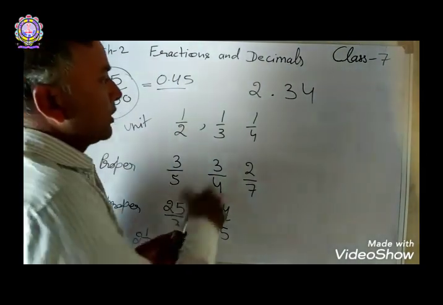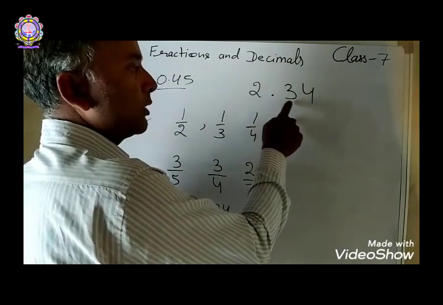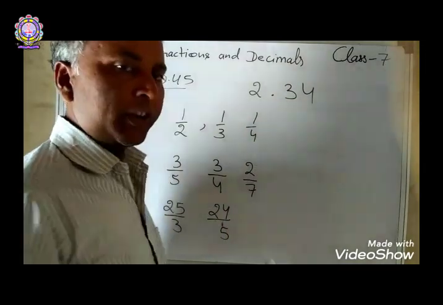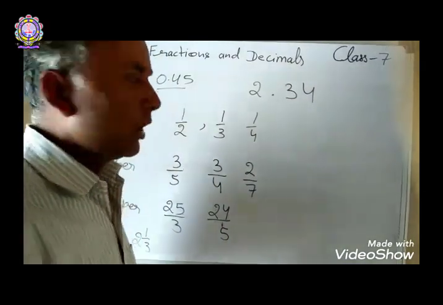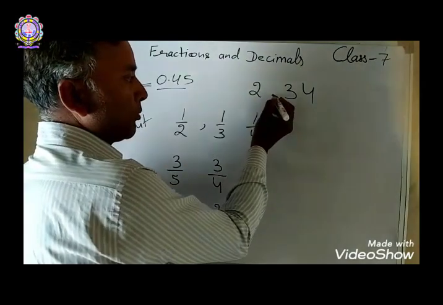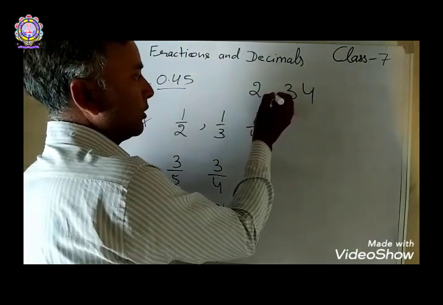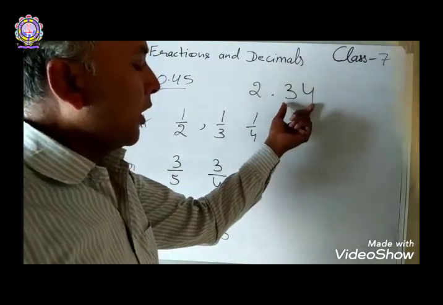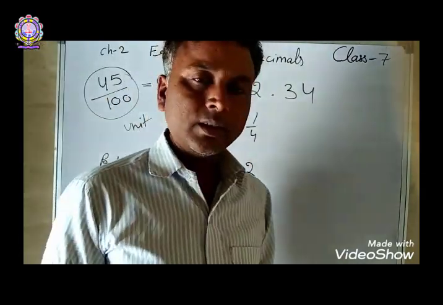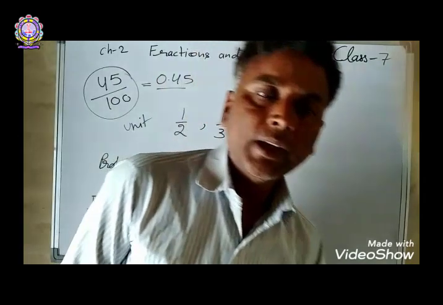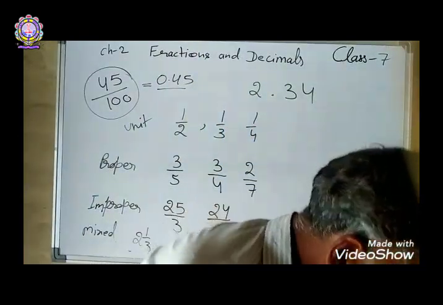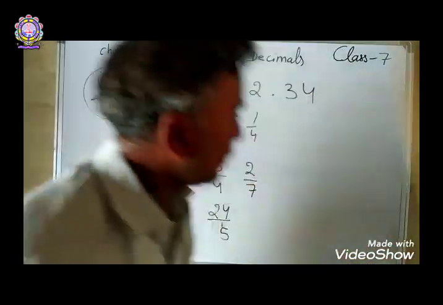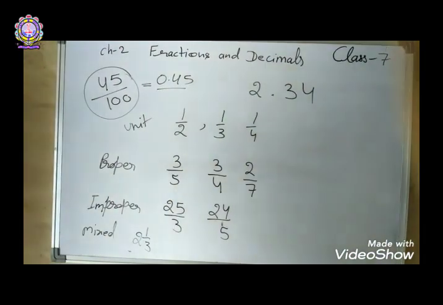So here is the decimal 0.45. We already learned how to read decimals. It has two parts. Before the decimal point is the whole number part, and after the decimal point is called the fractional part or decimal part.